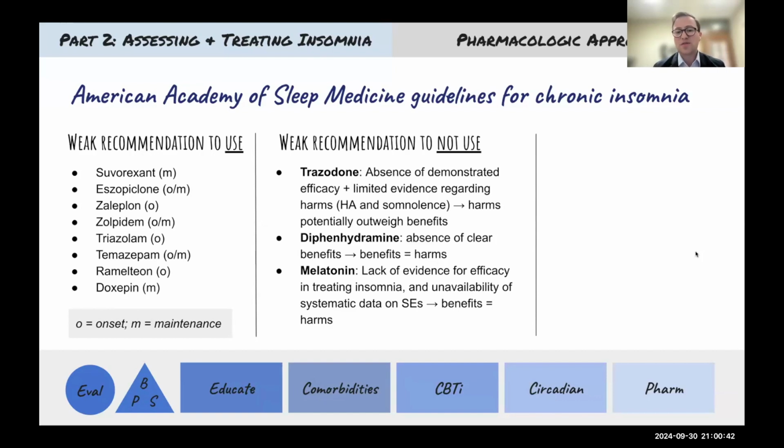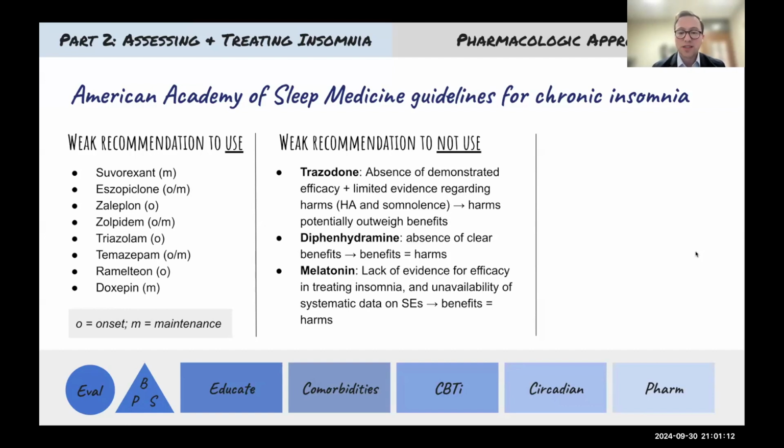They also specified that there are recommendations not to use various medications, including trazodone, which is one of the most commonly prescribed medications for sleep. And this is based off of the absence of demonstrated evidence for efficacy. And also there is limited evidence that there are harms and side effects that people experience, such as headache and somnolence, with the harms potentially outweighing the benefits. Similarly for diphenhydramine, absence of clear benefit, and melatonin as well, specifically for insomnia, due to the lack of evidence for insomnia in particular.